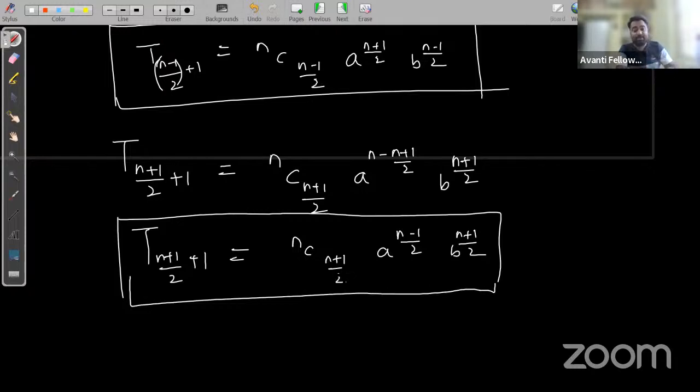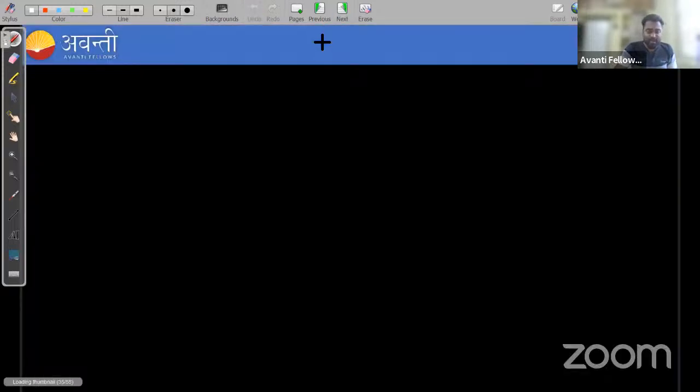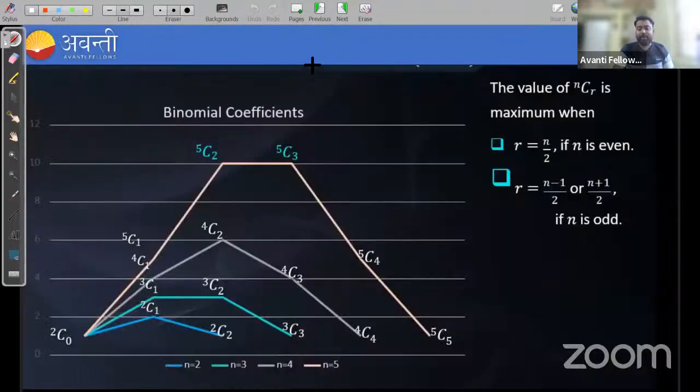Now if we solve the questions, you can understand how we can find the middle terms. Remember these things: when n is even, the n by 2 plus 1th term is your middle term, and when n is odd, the first one is the n plus 1 by 2th term, and the second is the n plus 1 by 2 plus 1th term. We have already discussed these things. So let's solve one question, then we can understand. Before going through so many theories, let's discuss these things also.